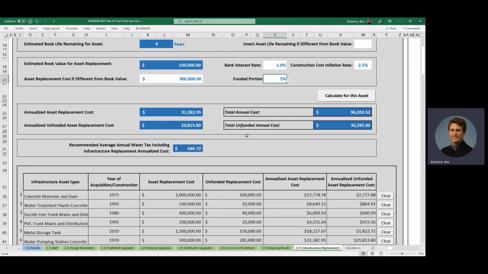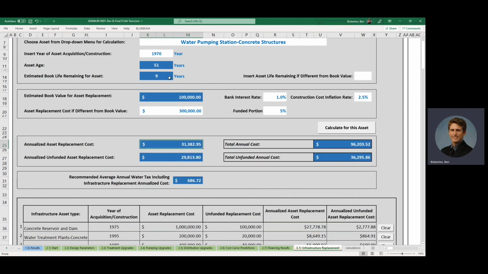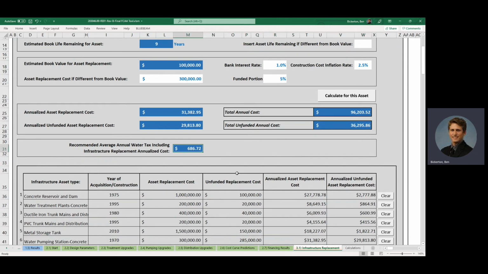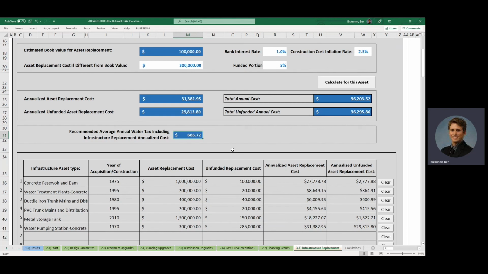We can see that the annualized asset replacement cost for this is quite a large amount. That's $31,000 per year over the next 9 years, and the unfunded amount is nearly that. So that pumps up our total unfunded annual cost by a significant amount, up to $36,000 a year, and pumps up our average annual water tax up to $686.